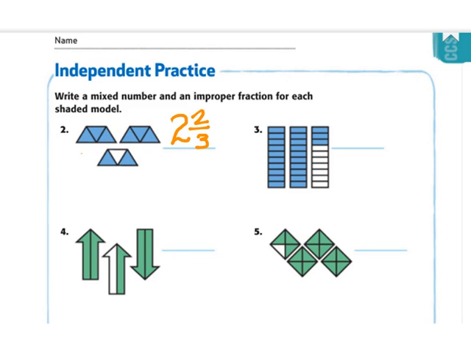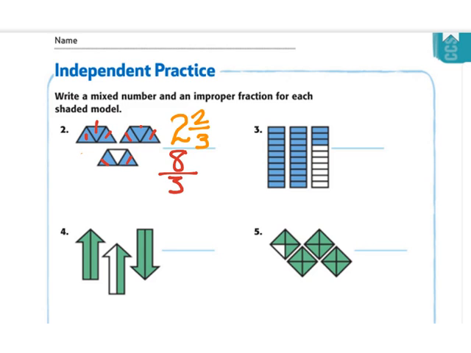And then my improper fraction, the way that I'm going to do that is I'm going to ask myself, how many pieces are shaded in all? So 1, 2, 3, 4, 5, 6, 7, 8. And once again, how many pieces does each model have? It's the same as my mixed number. They each have 3.